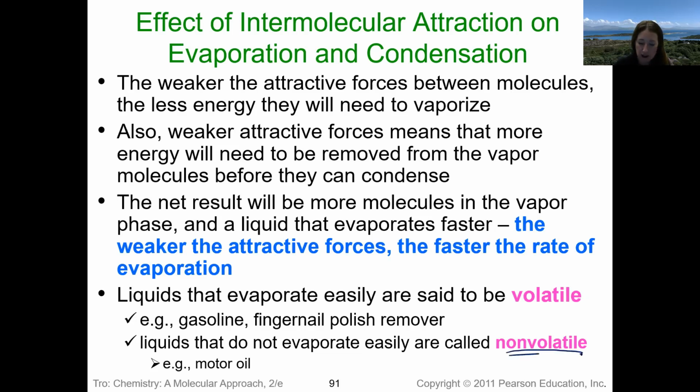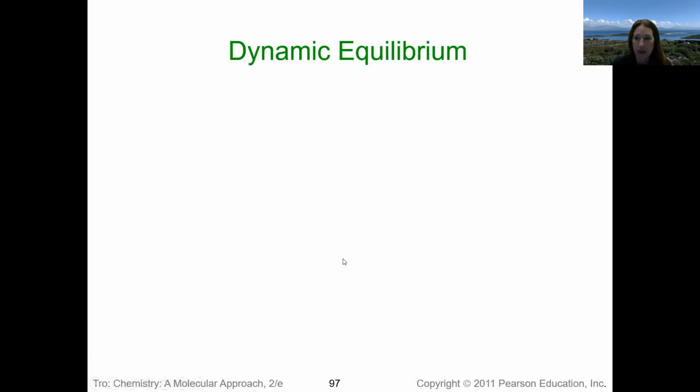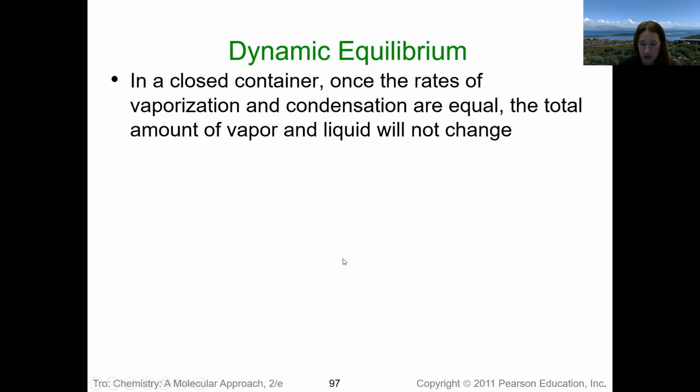So non-volatile liquids are liquids that don't go from liquid to gas, so they have stronger intermolecular forces. For example, motor oil. It is London dispersion forces because it's oil, but it's like 40 carbons long. It's huge, gargantuan, a massive thing. So it's non-volatile. Okay, this brings us to equilibrium.